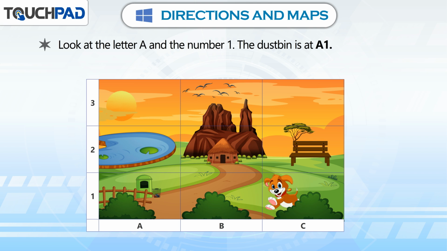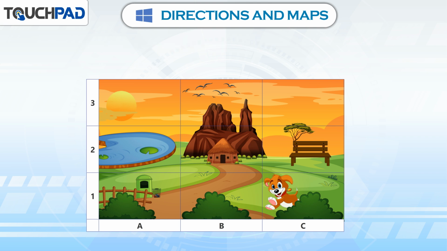Look at the letter A and the number 1. The dustbin is at A1. Look at the letter B and number 3. The birds are at B3. Look at the letter B and the number 2. The hut is at B2.